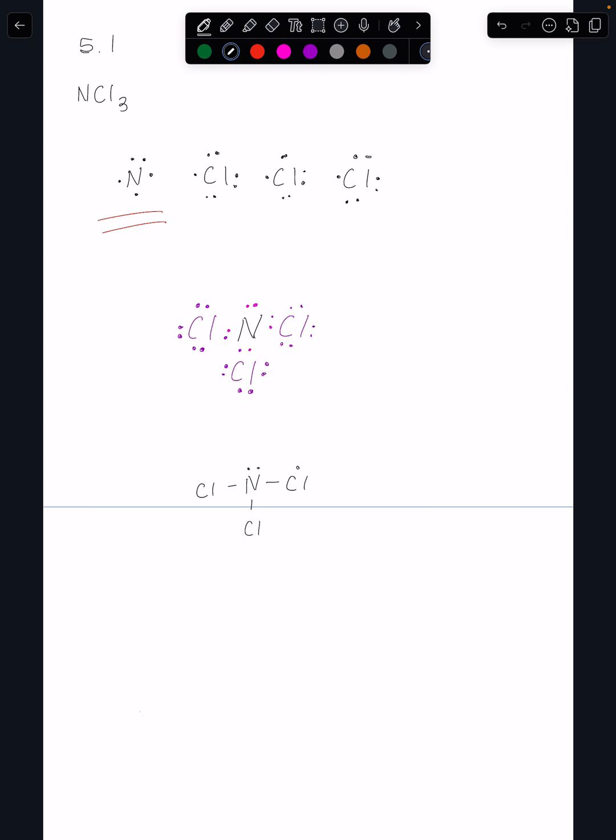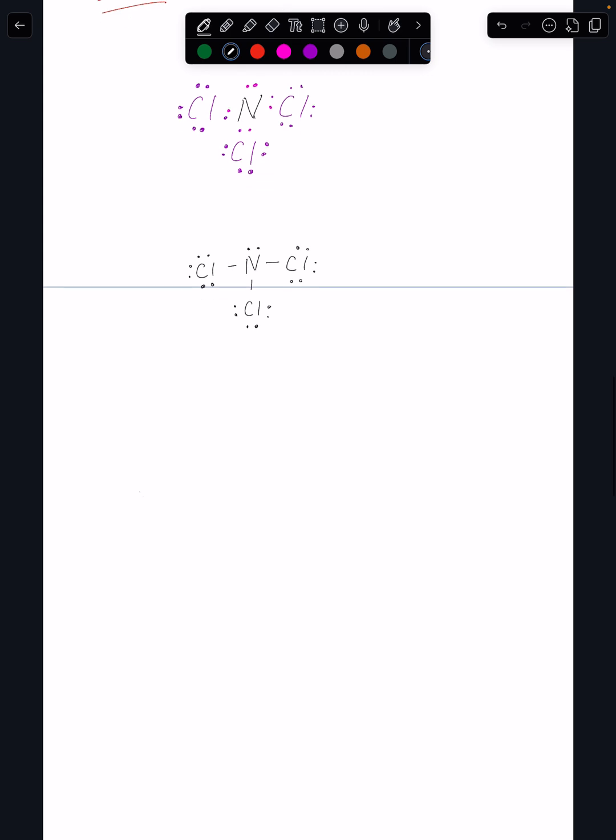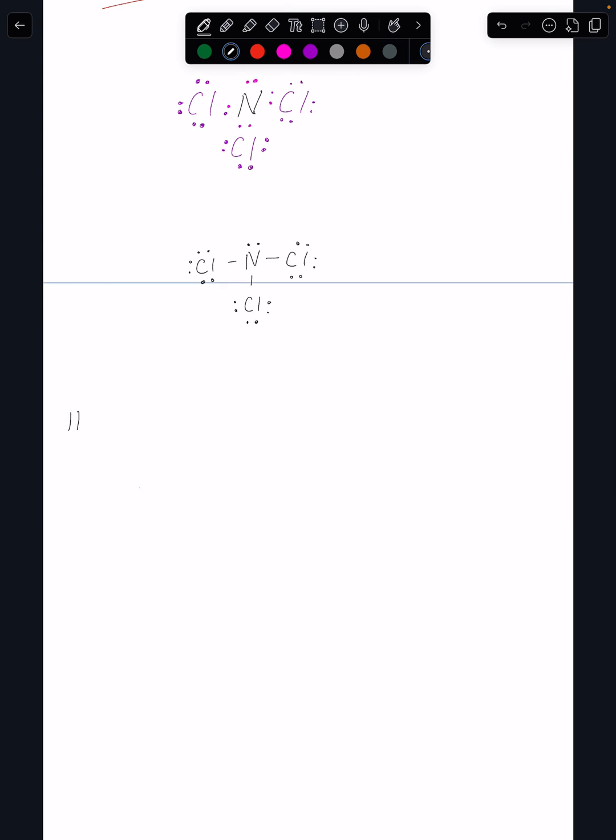The lone pairs and the electrons around here. So that is what NCl3 looks like. What about water? What does it look like?